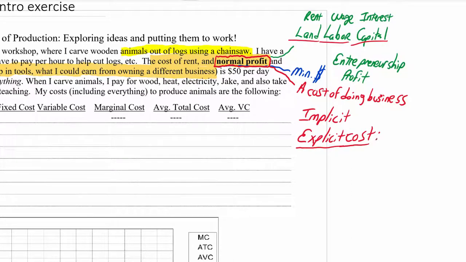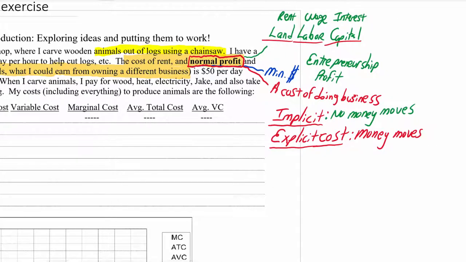it is any cost where money changes hands. So money moves from one person to another or one organization to another. We can actually see the money moving. That's what makes it explicit. An implicit cost, on the other hand, doesn't mean it's not a real cost, but it's a cost where no money actually changes hands. So no money moves. I'll use that as a shorthand way of saying no money is changing hands from one person to another.